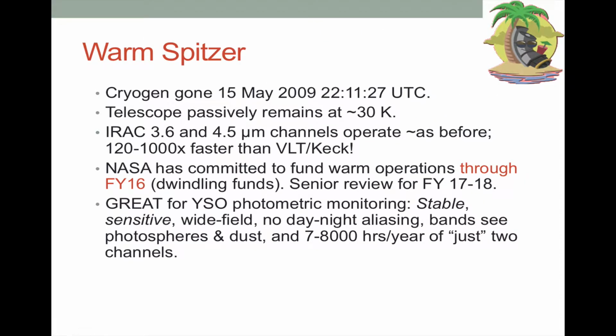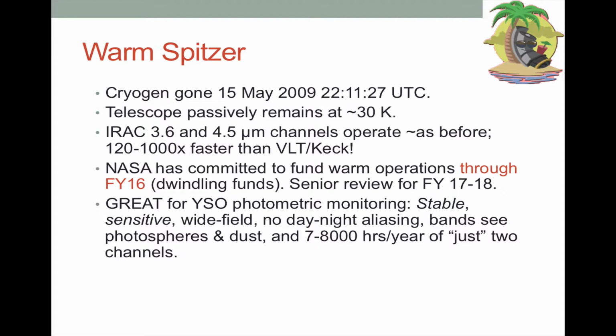When we ran out of cryogen on Spitzer, we could still operate the shortest 2 channels of IRAC at 3.5 and 4.5 microns, and it's super efficient. We have funds through fiscal year 16. We're going back to the senior review to get funds to see if we can keep going. But the critical thing is that it is phenomenal for monitoring anything, but particularly young stars, because it's super stable, super sensitive, and has a relatively wide field of view.